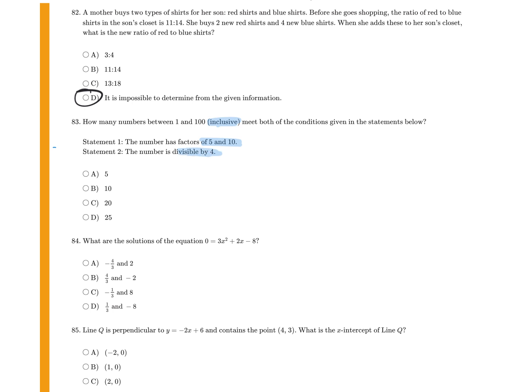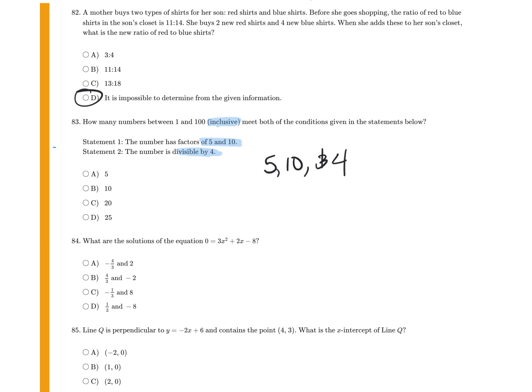So how many numbers between 1 and 100 have factors of 5 and 10? So that means they can be divided by 5 and 10. And the number also has to be divisible by 4. In other words, we're looking for numbers that can be divided by 5, 10, and 4. The word factors means numbers that multiply to make that number, or a reverse way to say that is numbers that divide a number, and then divisible obviously, these two words mean the same thing in this case.